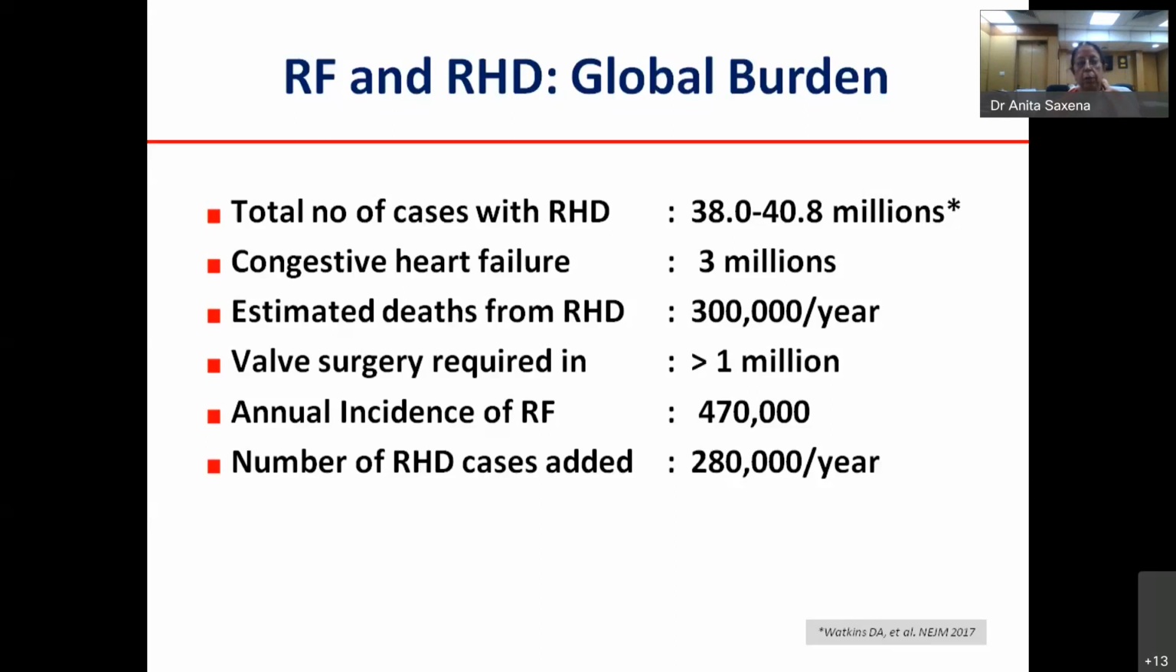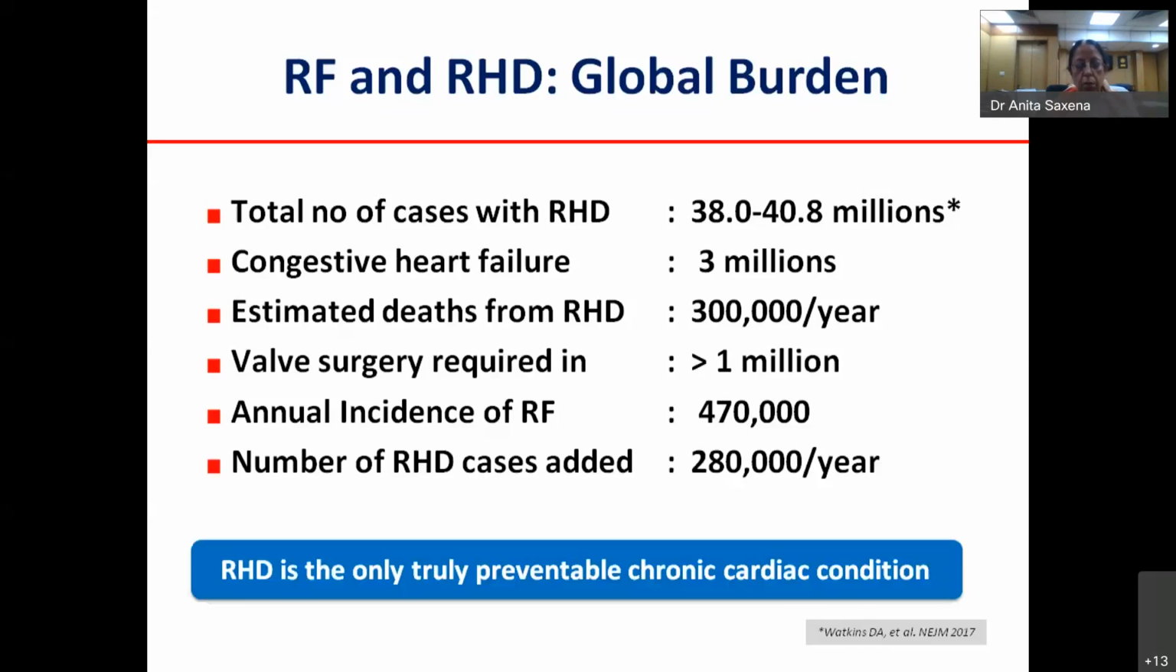Because of high incidence of rheumatic fever in some areas or regions of the world, we keep adding new cases of rheumatic heart disease to this pool of 38 to 41 million cases. Why we talk about it is because rheumatic heart disease, theoretically at least, is the only truly preventable chronic cardiac condition.